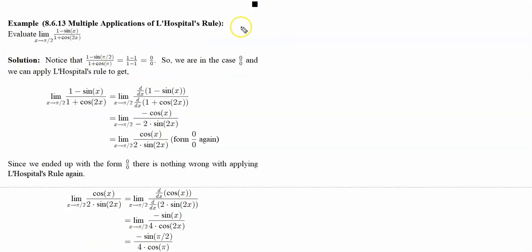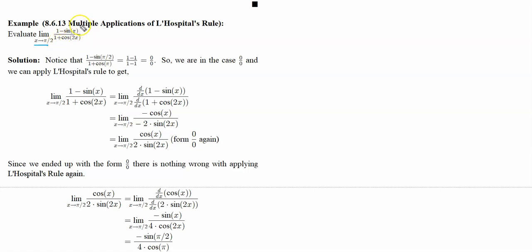Now let's take a look at an example where we have to apply L'Hopital's rule multiple times to get an answer. Now here we want to evaluate the limit as x approaches pi over 2 of the quantity 1 minus sine of x divided by 1 plus cosine of 2x.